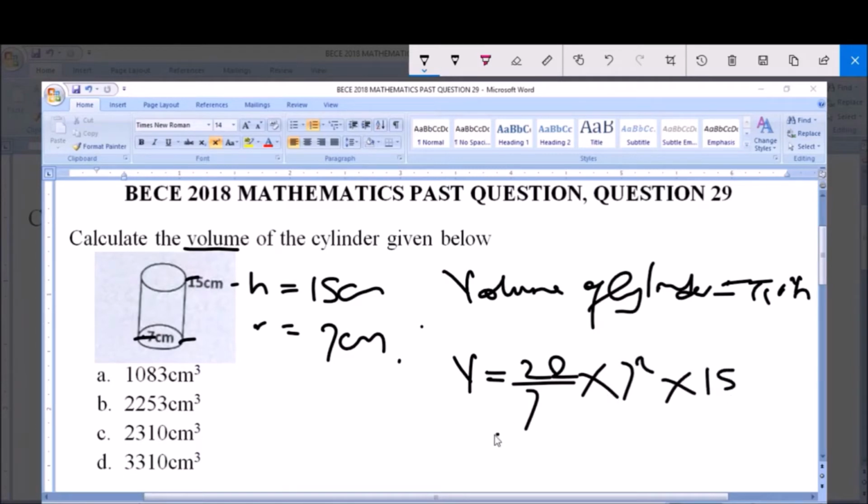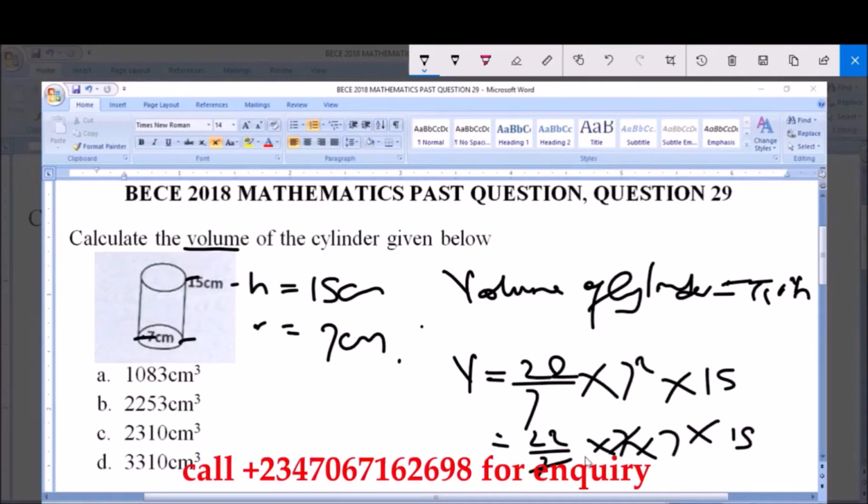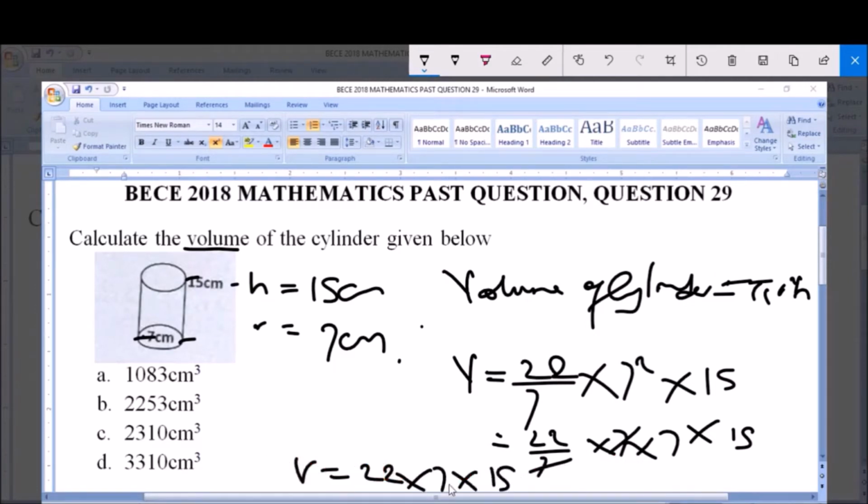So this is equal to 22 all over 7 multiplied by 7 times 7, which is 7 square, times 15. Now we cancel this 7, so we have that V is equal to 22 times 7 times 15, and this is equal to 2310 centimeter cube. So this is the answer to this question, 2310 centimeter cube.